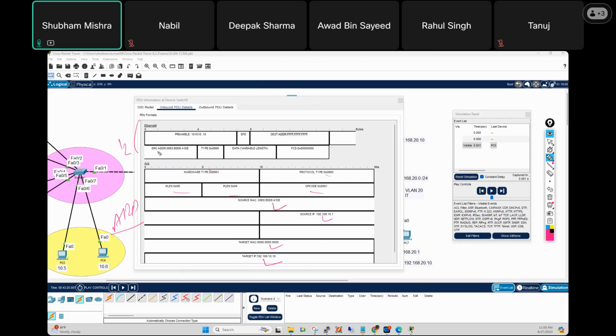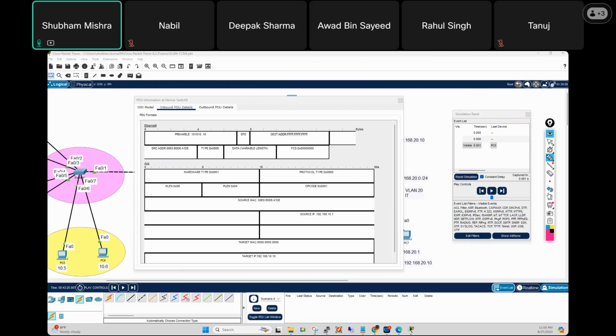0x0800. Now, what is the source MAC? This is the PC 1 MAC address, the sender MAC address. In the type field, generally you will get two values. 0x0806 means this is for ARP, and if you are getting 0x0800, it means this is for IP. Now, what is the destination? FFFF. Any doubt till now? It's clear to all of you.